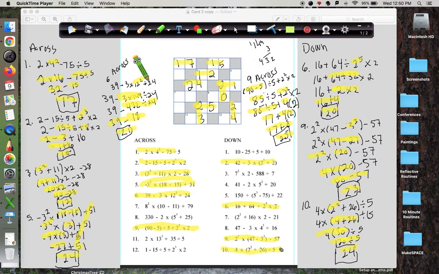Okay, so let's see how much of this we've got done here. 1, 2, 3, 4, 5, 6, 7, 8, 9, 10 out of the 20. So we've got half of it done there for you. And that is a recap for Wednesday, December 9th.